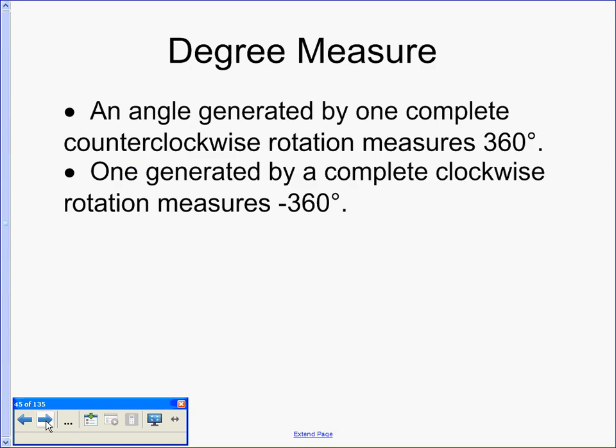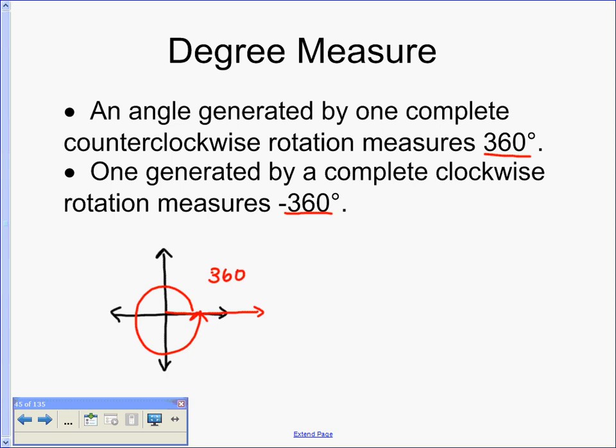And now for our degree measures. An angle generated by one complete counterclockwise rotation has a 360-degree measure. And if it's a complete clockwise rotation, that's going to be a negative 360-degree rotation, okay? So let's just look at each one of those. Let's say that I start out with an angle here, an initial side, and that angle goes all the way until it gets back to the same spot. Since it came this direction, and you'll see the arrow noting which direction it's going, that one you can tell went counterclockwise, and so that's a 360-degree angle.